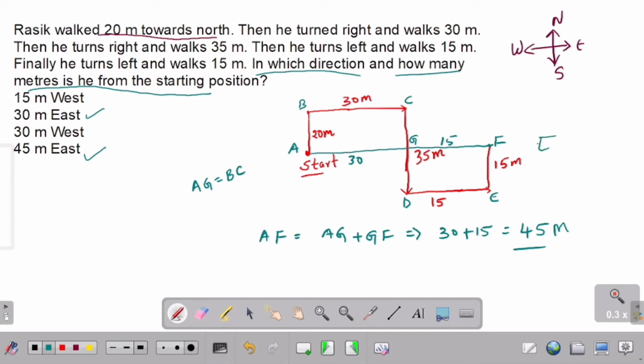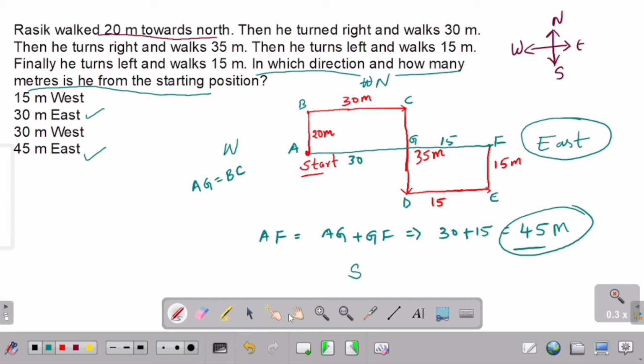This is east. This is your east. And this is west. This is north. And this is south. Am I clear? So he is in which direction? East direction. And how much distance is it? 45 meters. So can I explain once again? Okay, I will explain it.